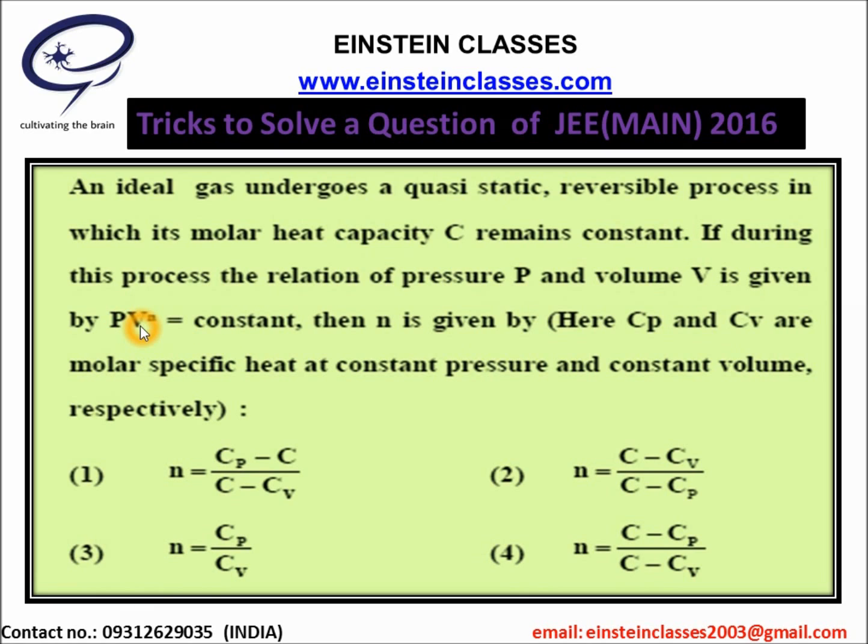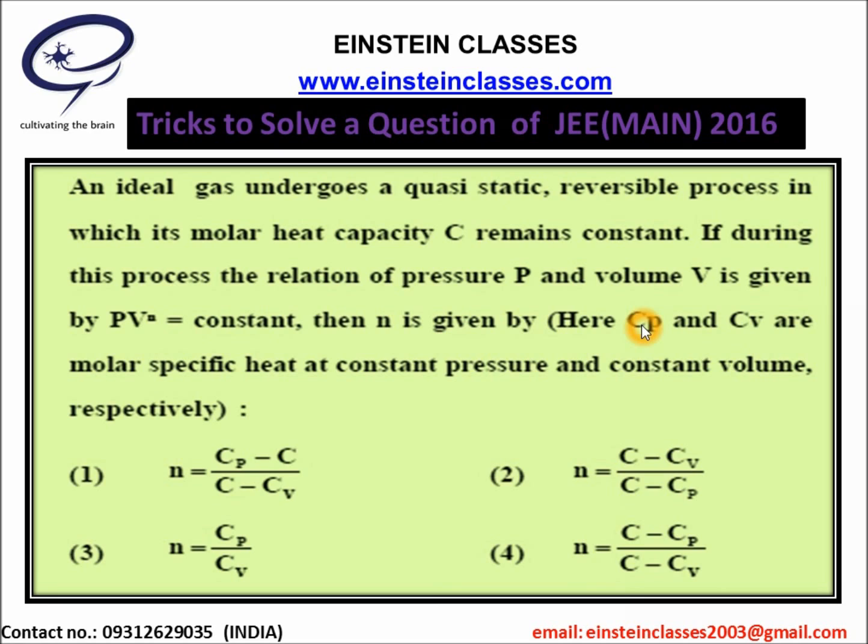You should not confuse it with the adiabatic process. This process will become an adiabatic process when the value of n becomes the adiabatic exponent of the ideal gas, that is, Cp by Cv. Then this polytropic process will become the adiabatic process. We have to find the value of n in terms of Cp, Cv, and the molar heat capacity C. Cp is called the molar heat capacity at constant pressure.